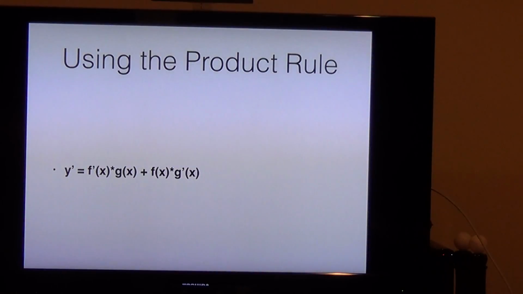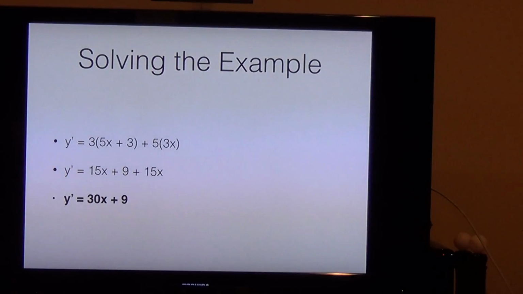To find the derivative of a product function, you have to combine f of x and g of x in a way that the derivative of y equals the derivative of f of x times g of x plus f of x times the derivative of g of x. So using the product rule, we can solve our example function this way. The product rule is a great tool to use for solving certain types of derivatives.